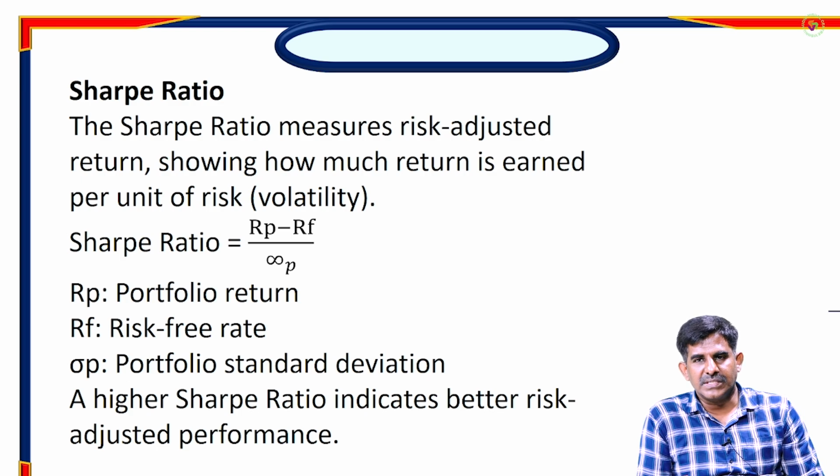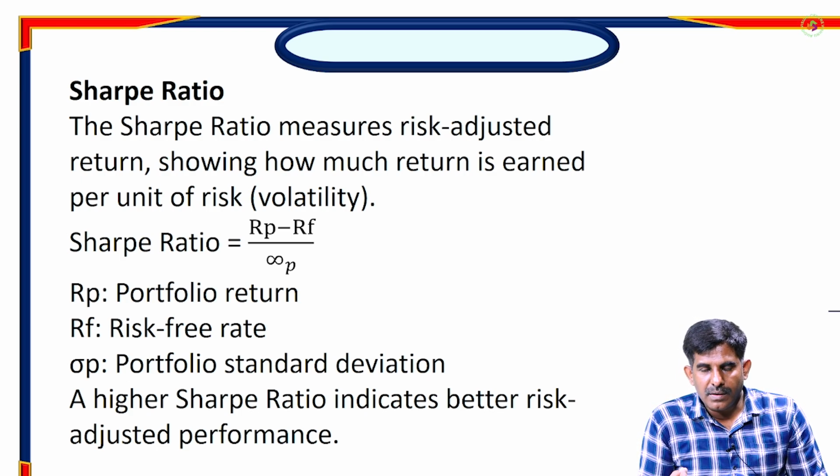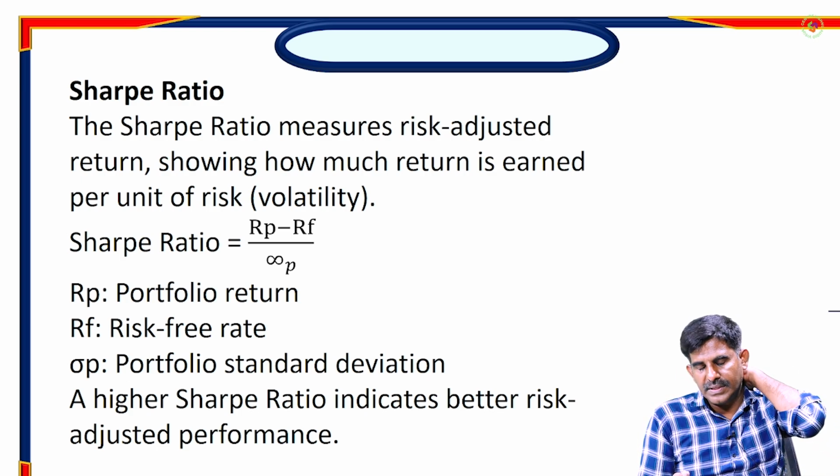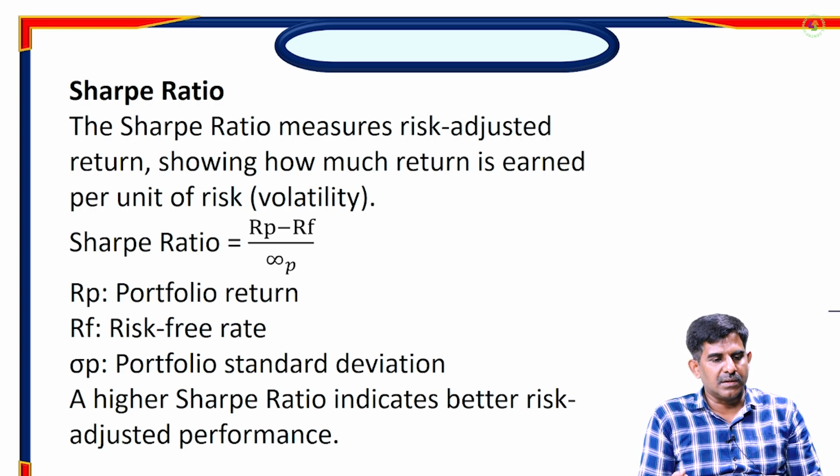Okay, so how much return you are going to earn per unit of risk is calculated with the help of the Sharpe ratio. One other important metric usually used in corporates, Sharpe ratio is equal to RP minus RF divided by the standard deviation of the portfolio. RP stands for portfolio return, RF stands for risk-free return, and the standard deviation of portfolio return is given by sigma P. A higher Sharpe ratio indicates better risk-adjusted performance.